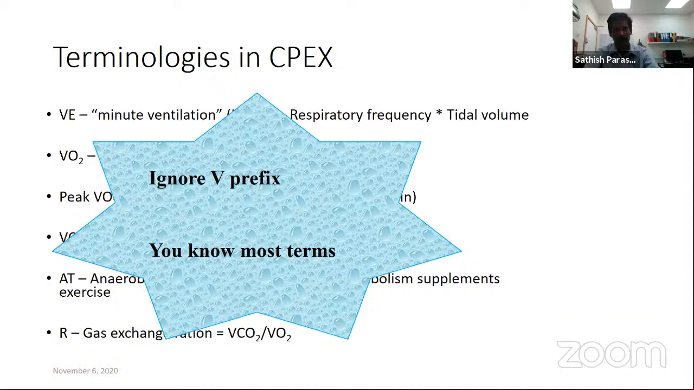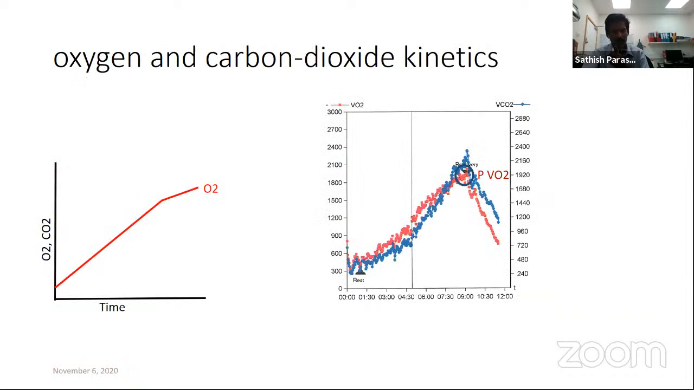The V stands for ventilatory measured. We are not measuring it directly, but we're measuring it by the amount of oxygen that goes into the body and comes out of the body, and then we calculate the amount that is consumed. So V stands for ventilatory. So VE means ventilation, VO2 is the oxygen consumed, VCO2 is the carbon dioxide produced. So we know most of the terms, we are just making it a little bit complex.